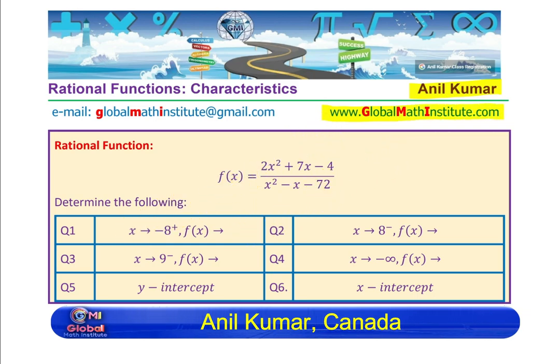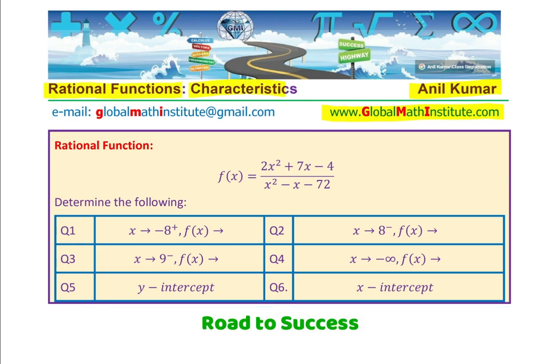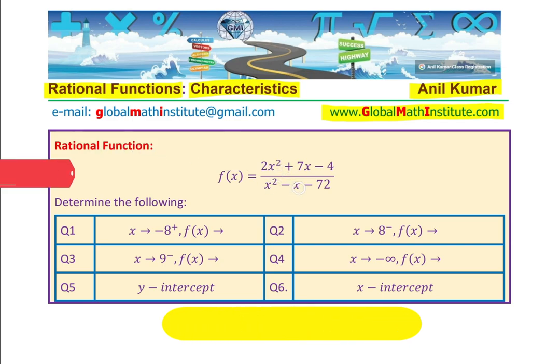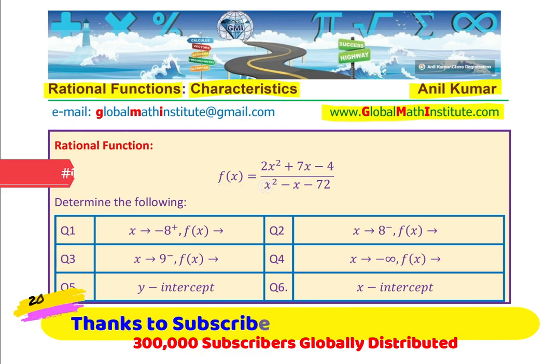In this video, we will understand some characteristics of rational functions. We have taken a rational function where numerator and denominator are quadratic in nature. f of x is equal to 2x squared plus 7x minus 4 divided by x squared minus x minus 72.